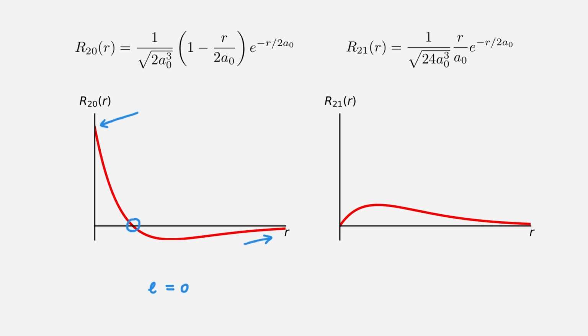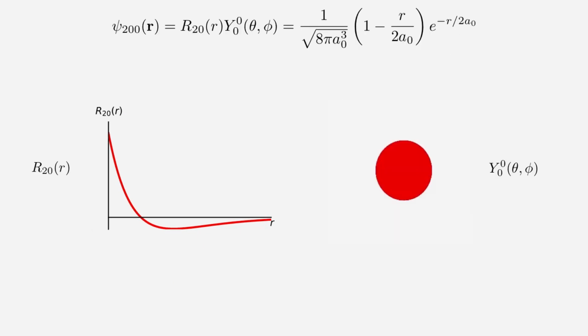The figure on the right corresponds to the L equals 1 radial function, which, remember, corresponds to 3 distinct eigenfunctions, 1 for each possible ML value. It is 0 at the origin, grows to a maximum value, and then decreases towards 0 as we move away from the origin.